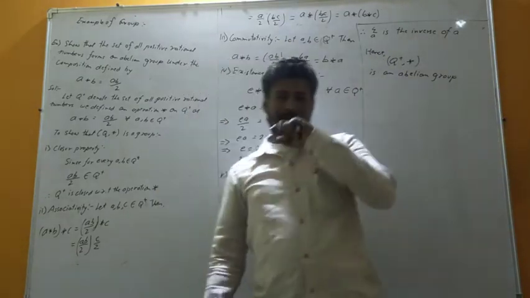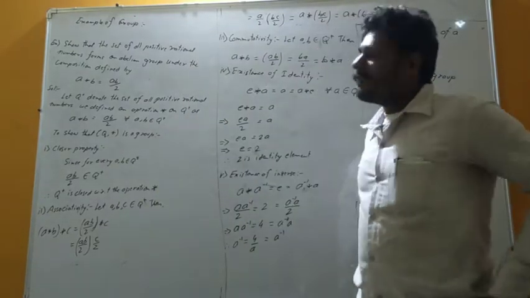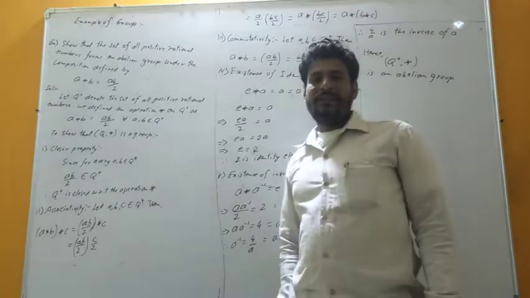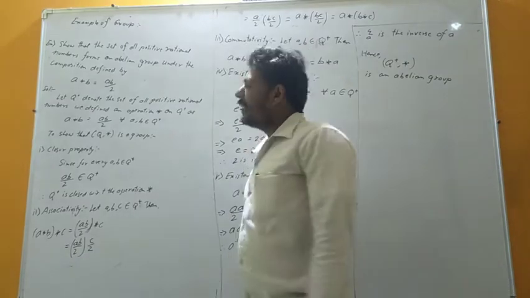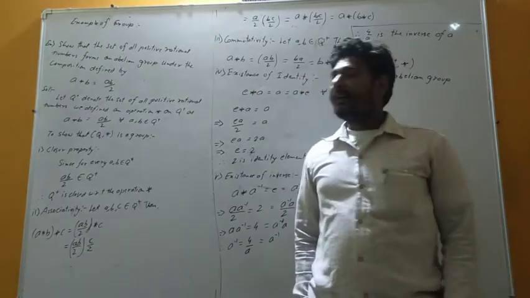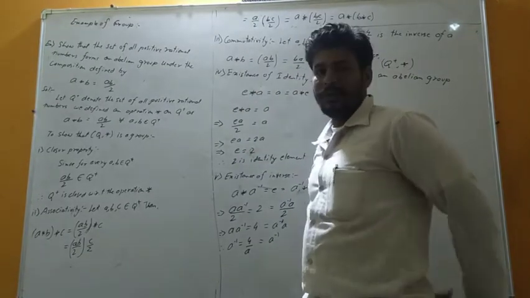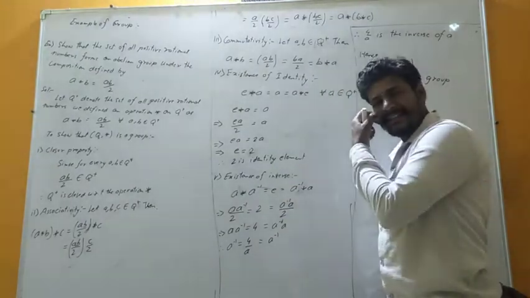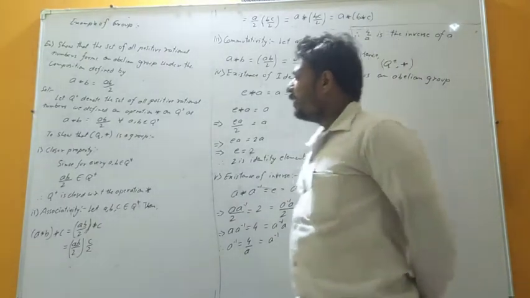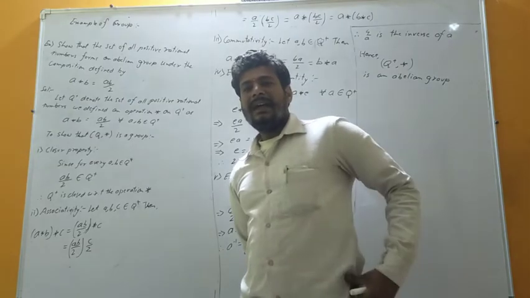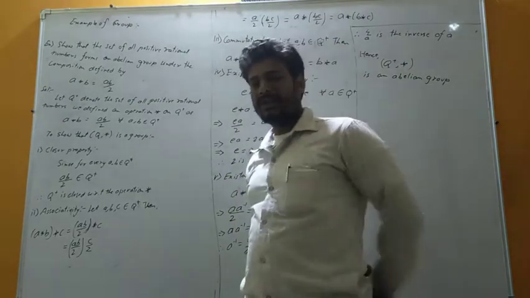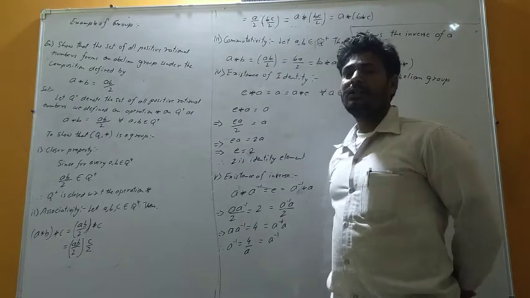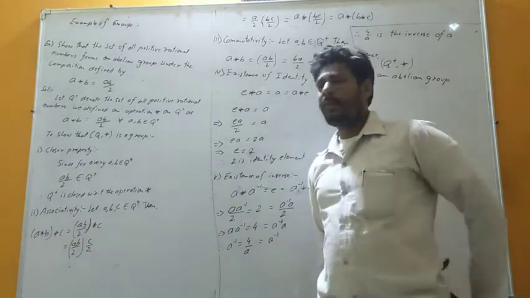Hi friends, in the previous lecture we have seen the definition of a group and what is meant by an abelian group. Now we have to discuss examples of groups. When we see the definition of a group, any set with a binary operation forms an algebraic structure, and that algebraic structure is a group if it satisfies certain properties.